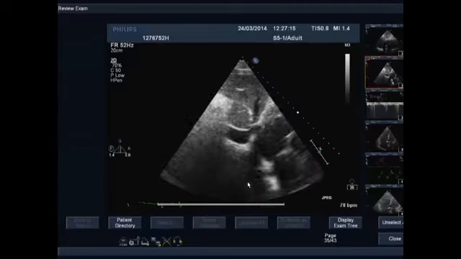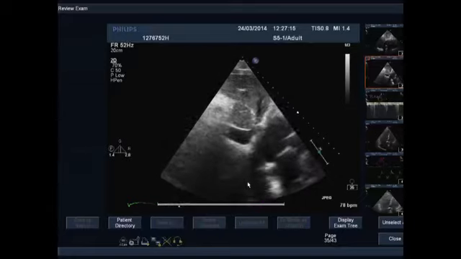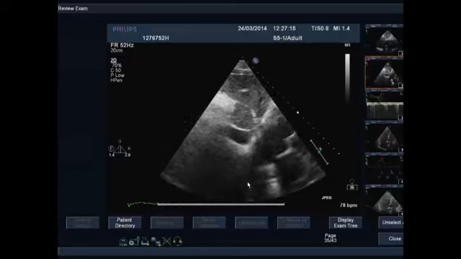When the inferior vena cava is dilated and there is no respiratory collapse, then the right atrial pressure might be equal to 20 millimeters of mercury. Furthermore, when the hepatic veins are dilated from the subcostal view, then the right atrial pressure further increases and it might reach 25 millimeters of mercury.